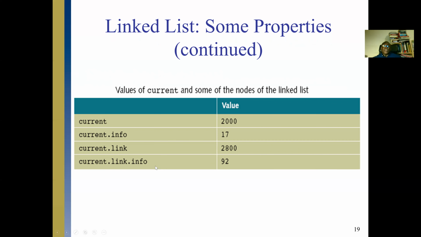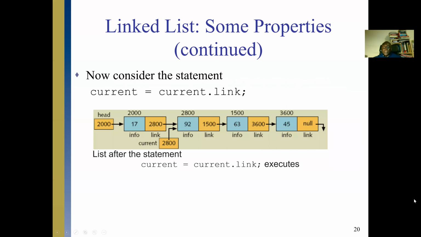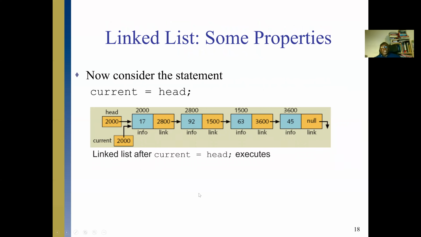So here we have current.info, which means we move one step to the info, then current.link, which means we move to the link. Let's go back and see what we're trying to say. So current.link means I'm here at current, the link is 2800. Current.link.link.data will be 63.